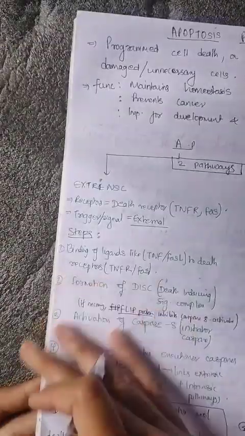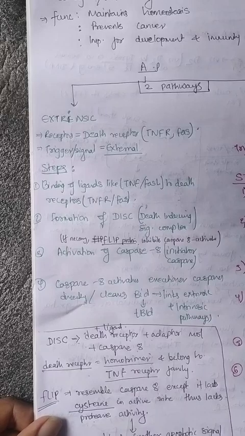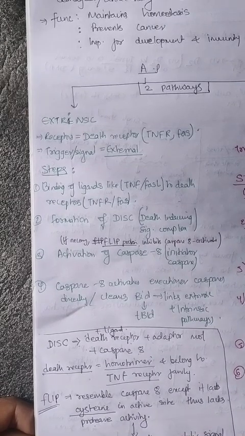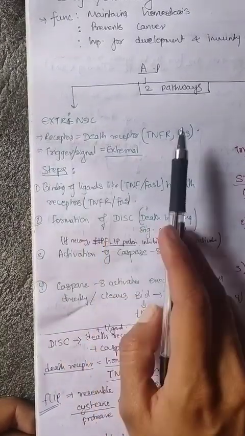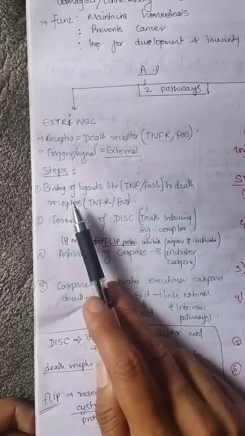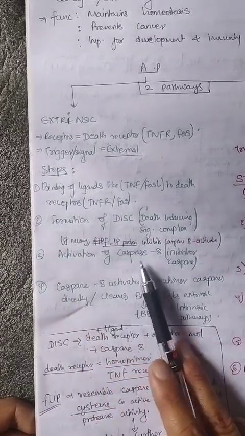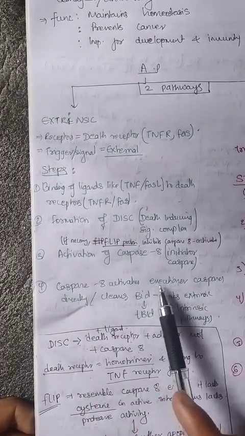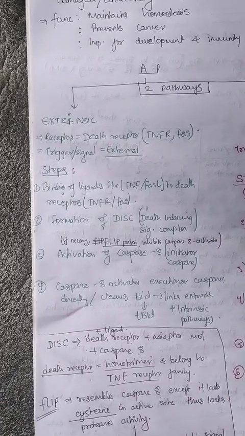Then we learned about the extrinsic pathway. The receptors include TNFR and FAS, the signal is from the external environment, and then binding of the ligand occurs, followed by formation of the DISC, activation of caspase-8, and further activation of the executioner caspases, finally leading to cell death from both pathways.